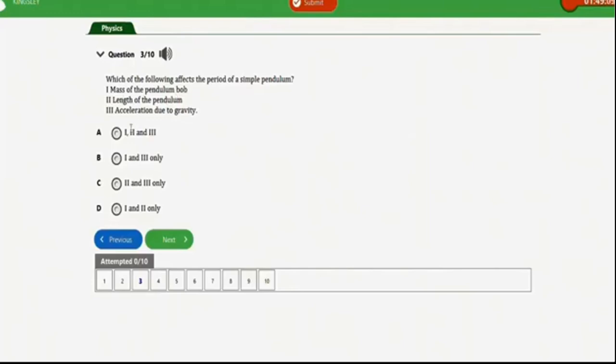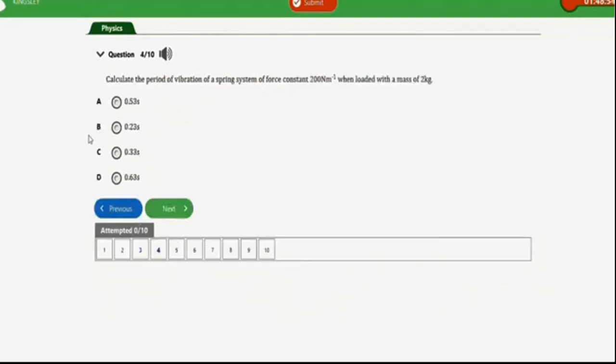Alright, so the mass of a pendulum bulb will not affect the period of a simple pendulum. So these are parameters, length and acceleration. The correct option is option C. So take note of this question as well. Let's go to the next repeated question.